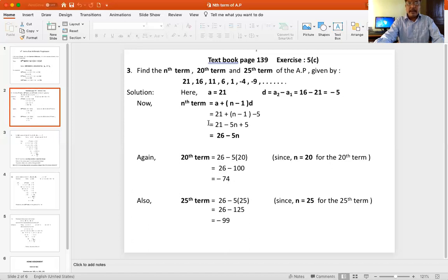What does this mean? It means that in the given AP, your first term is 21, second is 16, third is 11, fourth is 6, fifth is 1, and so on. And the 20th number, we will find that it is minus 74. Also, the 25th term will be equal to 26 minus 5 into n. Since for the 25th term, n is 25, we put 25. So it is equal to 26 minus 125, which is equal to minus 99. That means when counting 1, 2, 3, 4, 5, 6, 7, and so on, at the 25th number we will get the value minus 99.